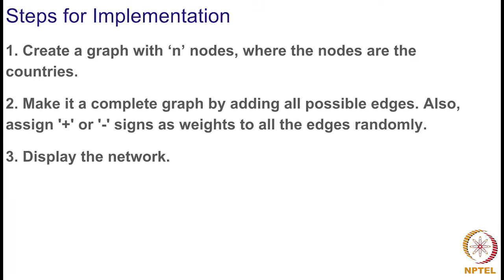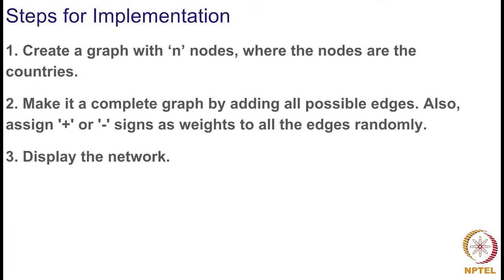So to start with, we will create a graph with n nodes where the nodes are countries. We are going to make it a complete graph by adding n choose 2 edges, and we are also going to randomly assign a weight, either positive or negative, to all these edges, and after that we'll display the network. So this is the starting step.